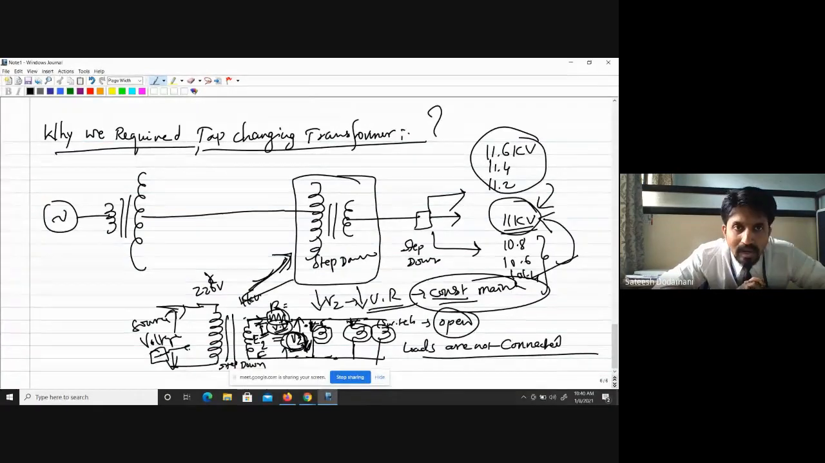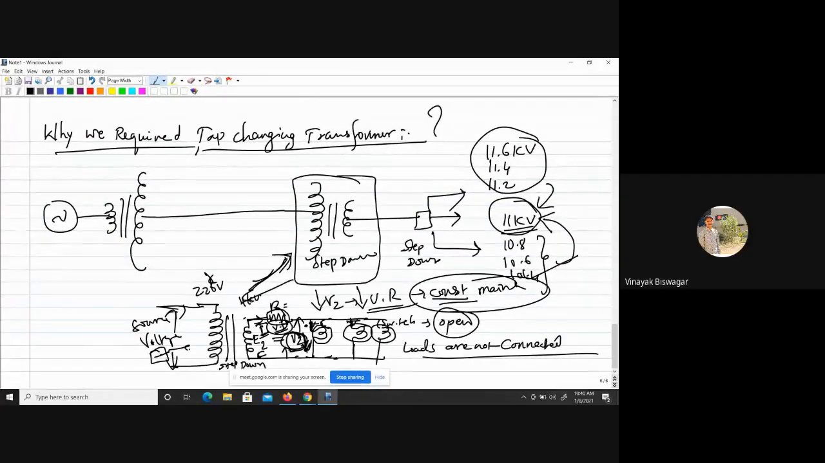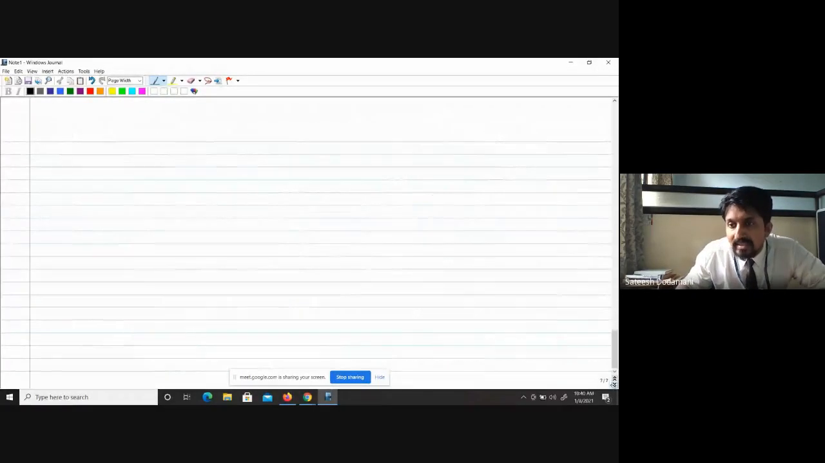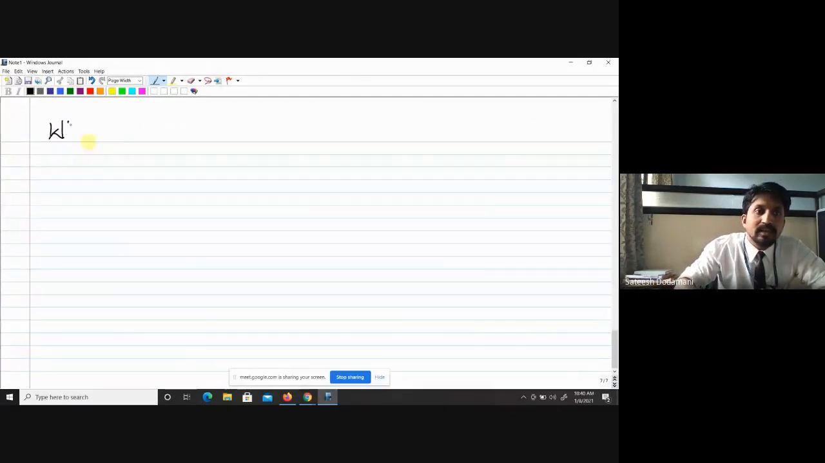Are you getting why we are using tap changing transformer? To maintain the constant voltage. How, that we'll see later. But have you understood why it is required and where it is required? Yes, sir. Okay. Now, next thing is where this tap changing will be connected.